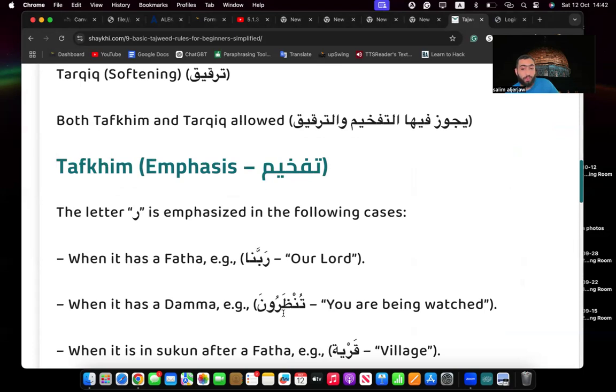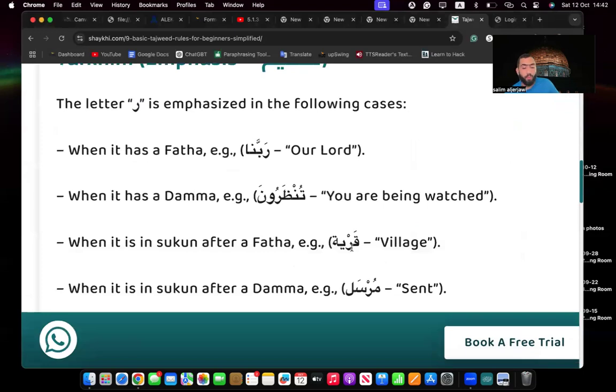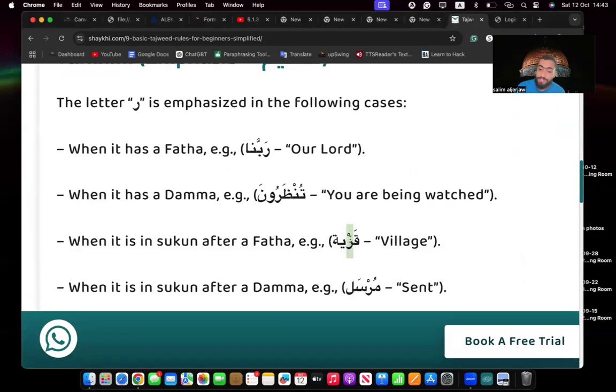تنظرون, not ذرون, ذرون, ضارون. قر, قر. What if it has a sukoon? Interesting. Well, if it has a sukoon, just look at the letter before. As simple as that. The same rule applies.